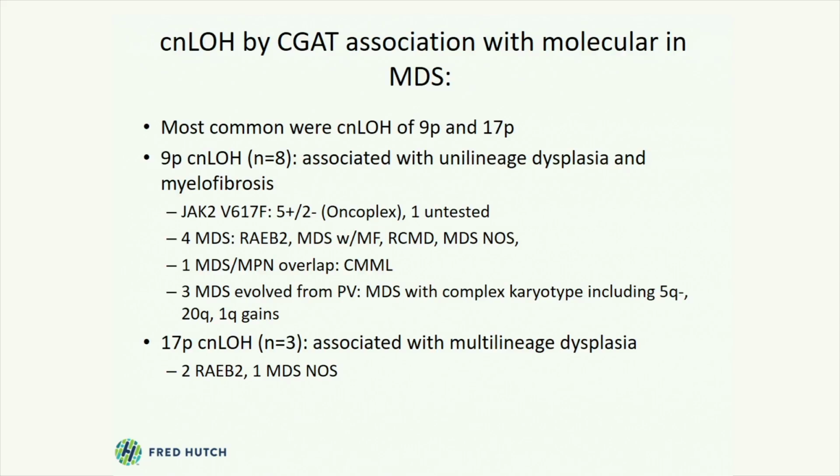So the other thing we noticed in this study was that the most common CNLOH regions were 9p and 17p. And in the 9p CNLOH regions, we had 8 patients. 7 of these actually had oncoplex data. And of those 7, 5 of them actually had the V617F mutation. 2 were negative. 1 actually was untested, and that's because we couldn't get any more DNA from any source for that patient. In our 17p CNLOH, these were more commonly associated with multilineage dysplasia.